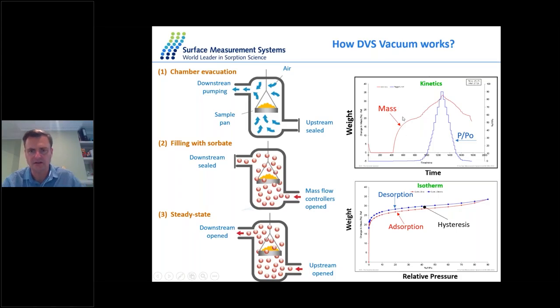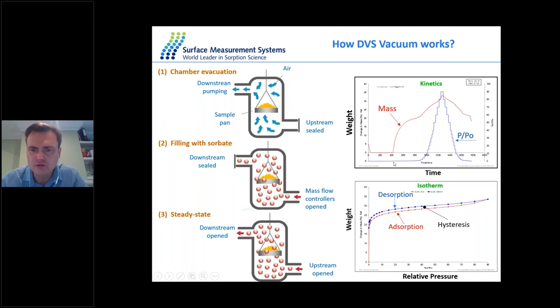If you look at the right-hand side, I'm showing some graphs. On the x-axis we have the time, and the y-axis is the weight of the sample. The solid red line is the mass of the sample, and the solid blue line is the relative pressure. So what we see here, as I described, is that initially the material is outgassed. This sample lost 5% by weight during the outgassing stage.